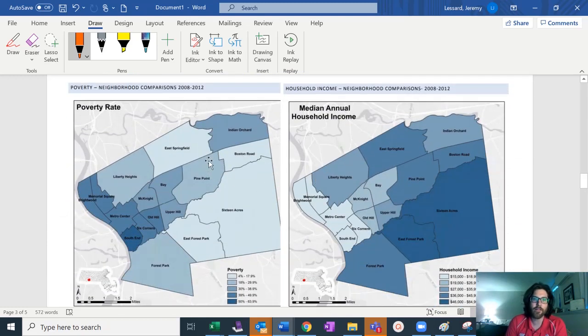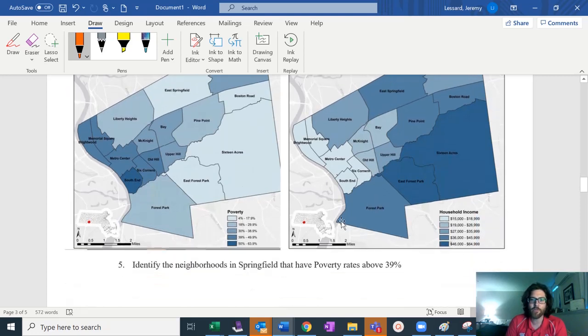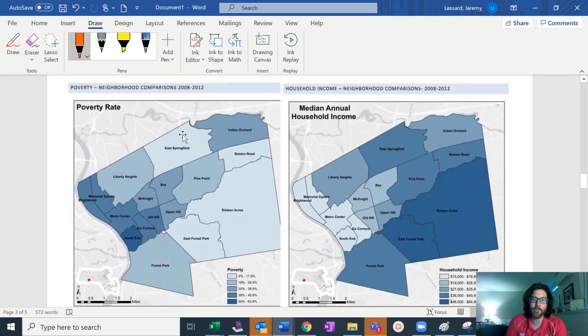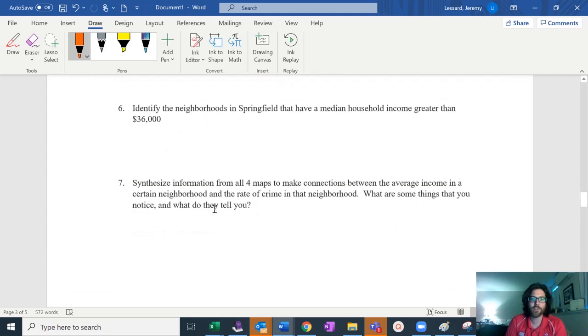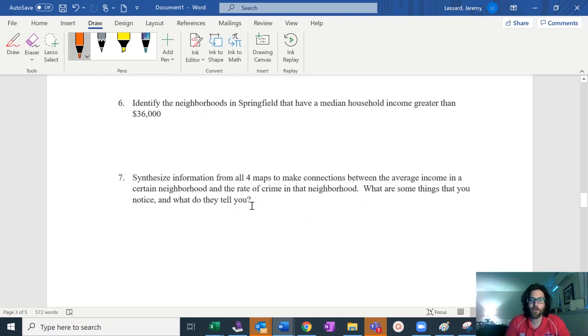Next, we're going to look at income in the different neighborhoods in Springfield. And we can see that on the right, this map shows us the average or median household income in these different places. And this map shows us how many people are living in poverty in those areas. And so I want you to find some identification questions about these maps. And then I want you to synthesize information from all four of these maps, the historical crime data, the police districts, and the two income graphs, to think about what are all these maps telling you when you think about them in combination with each other.